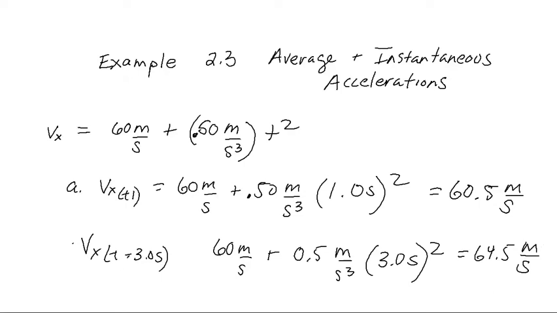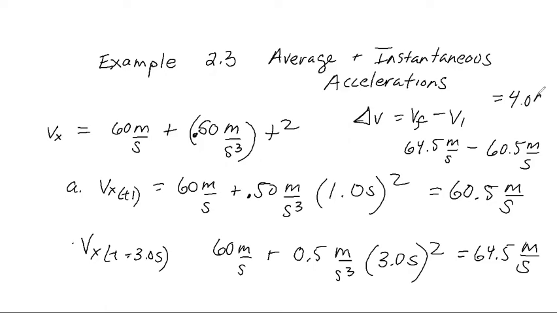All right, now we need to find the change in velocity. So we're just going to take the difference here. Delta V equals V final minus V initial, which would be 64.5 meters per second minus 60.5 meters per second. And that's going to give us 4.0 meters per second. So that's delta V. This is the answer to A.